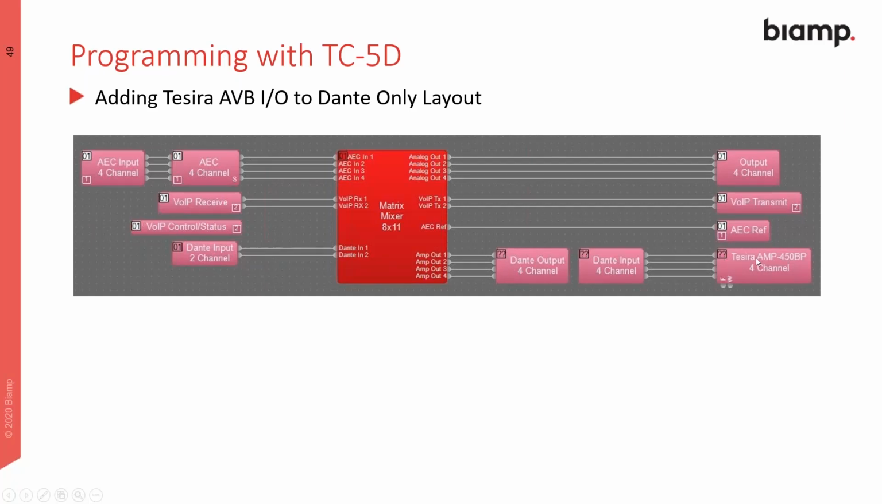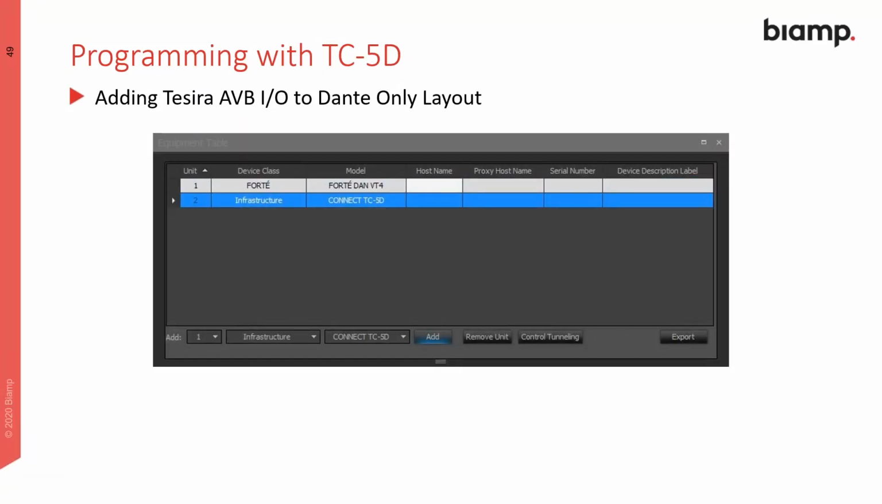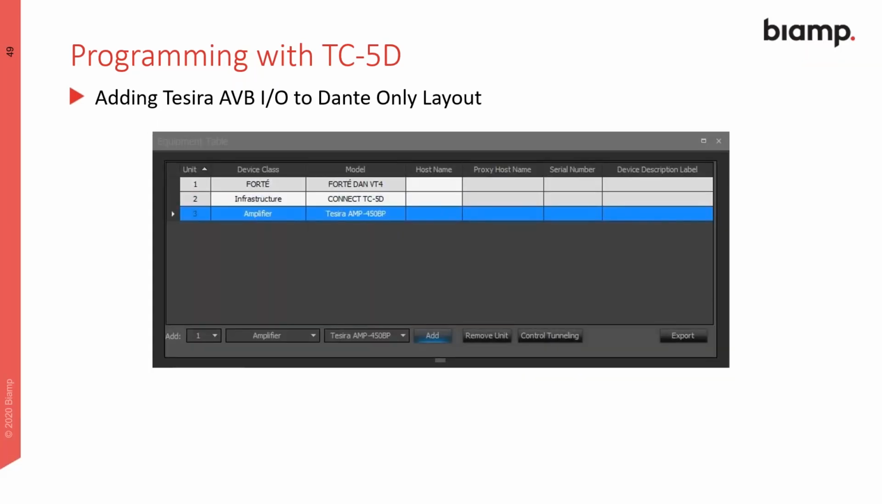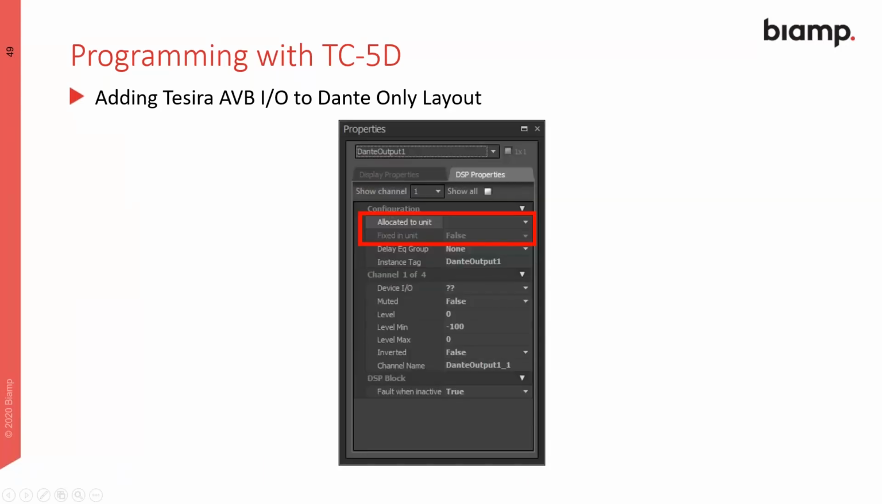If I want to connect an AVB amplifier, let's say that we have a nice room with a VT4, but it does not have an amplifier, I will add an amplifier, and also I need a Dante input. So you just add in the equipment layout and infrastructure, add a unit, which is the TC5D, and add the amplifier and assign them into the unit so you can fix them in the unit. So you will allocate each and every block to fix in the unit.